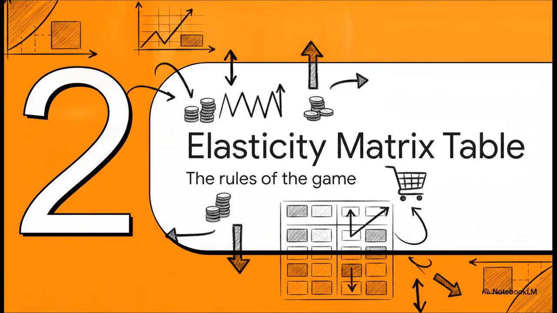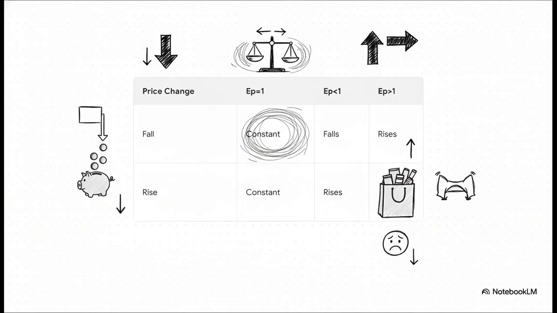Moving right along to part 2, the elasticity matrix table. Now, take a look at how this matrix elegantly maps out the complete relationship. Let's look at the columns first. We've got unitary elastic, relatively inelastic, and relatively elastic. And then for the rows, we have a fall in price or a rise in price. Notice something really interesting here. When demand is relatively elastic, a fall in price actually causes total expenditure to rise. But look at the next column over. When demand is relatively inelastic, that exact same fall in price causes total expenditure to fall.